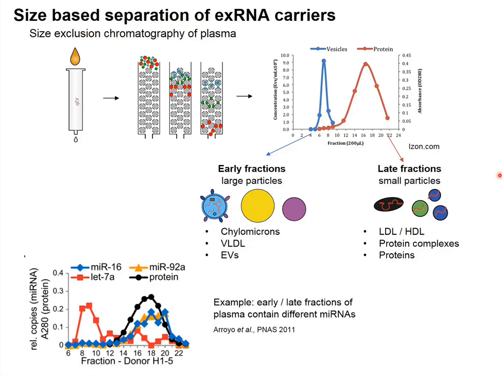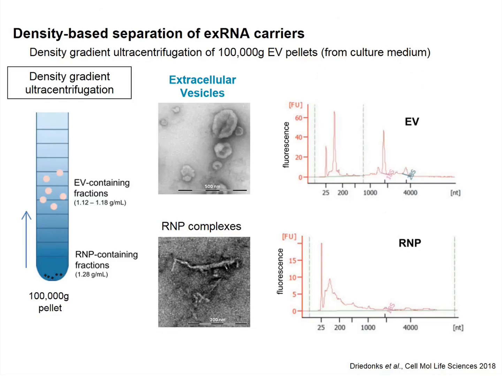In the paper presented here, for example, they determined the microRNA content of size fractionated plasma and demonstrated that specific microRNAs elute in early EV fractions, while other microRNAs elute in later protein fractions. Density gradient ultracentrifugation is a method that is used to separate exRNA carriers based on density.